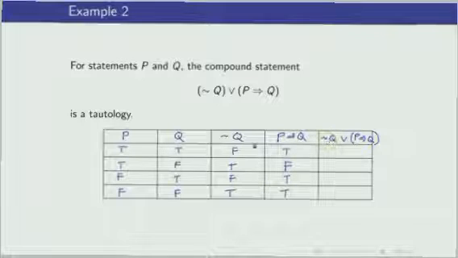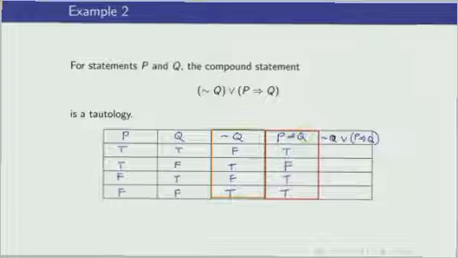And then we are going to look at the columns for not Q and the column P implies Q, we have or. For this one, this is true. Not Q is true here. P implies Q is true here. And here, both of them are true. So correct. This is a tautology.